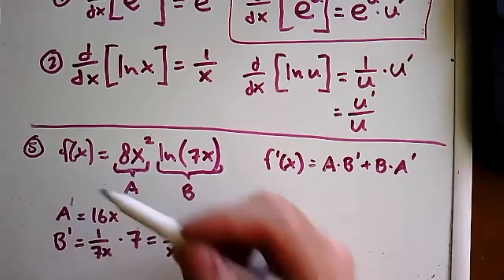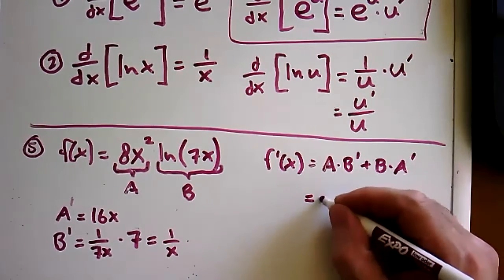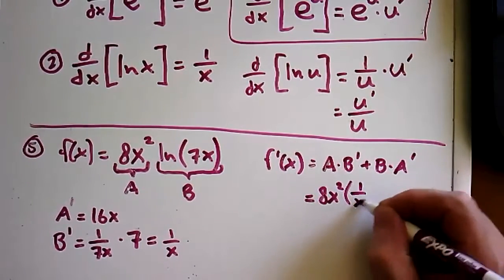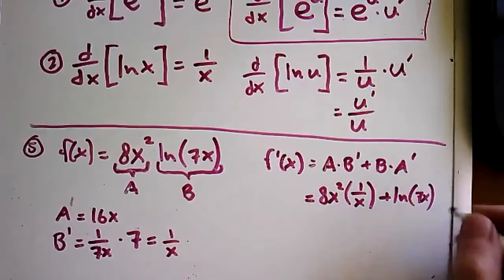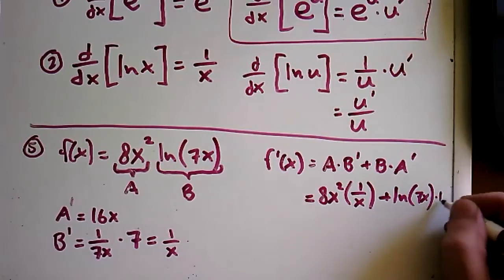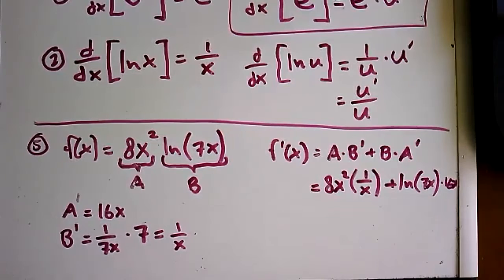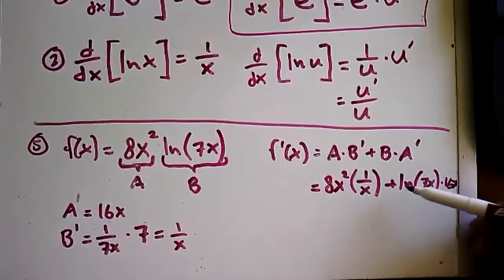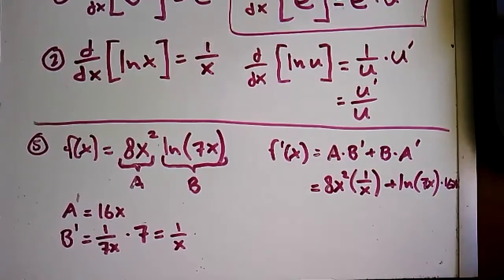All right, so now I have my 4 ingredients. I have A, I have B, I have A prime, I have B prime. To get my answer for f prime of x, I just need to put them in the right places. So I have my A, 8x squared, times B prime, which is 1 over x. And then I'm going to add that to B, which is natural log of 7x. We're going to multiply that by A prime, which is 16x. Whoops, we're running out of room there. And this is fine. You can leave it just this way. I don't need to cancel an x or anything like that. I do want to be really clear when I write that natural log. I'm taking natural log of 7x, and I'm not taking natural log of 7x times 16x here. And so I'm done with my problem here.